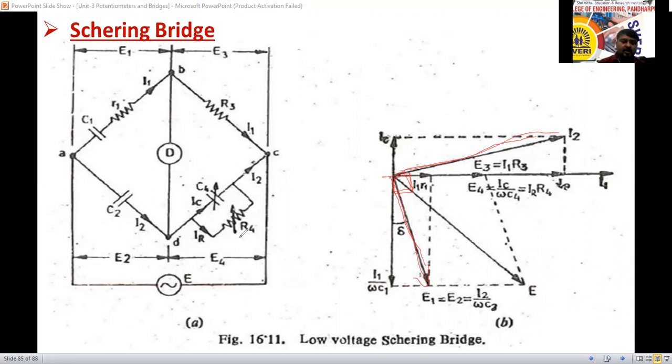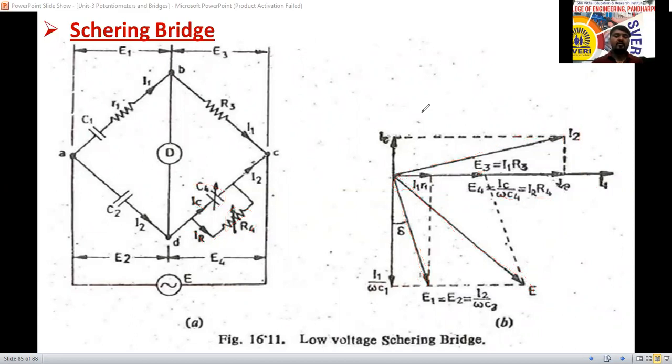Next, the voltage drop across R4 equals the voltage drop across C4, because both are in parallel. The voltage will be the same for parallel circuits. So directly we consider I R4 equal to IC divided by omega C4. In between I1 and I2, both currents are capacitive currents. So the total voltage E lags the currents I1 and I2. So it is a phasor diagram formation.